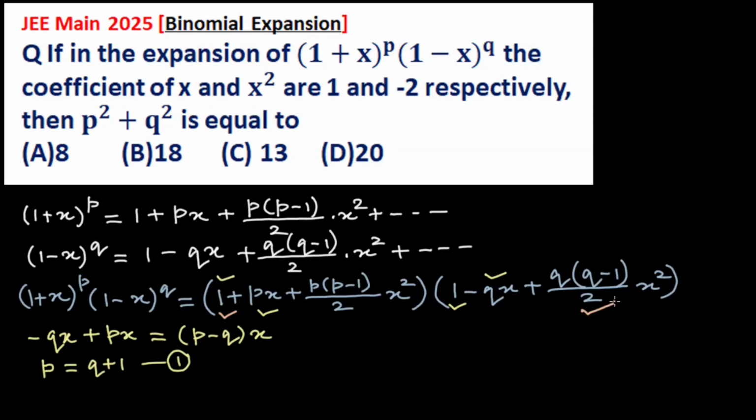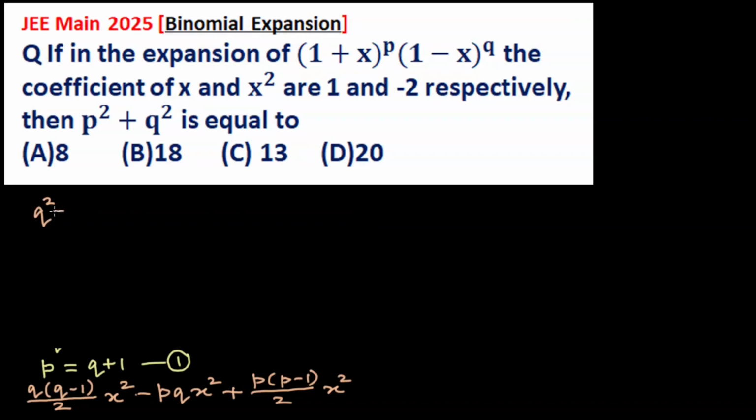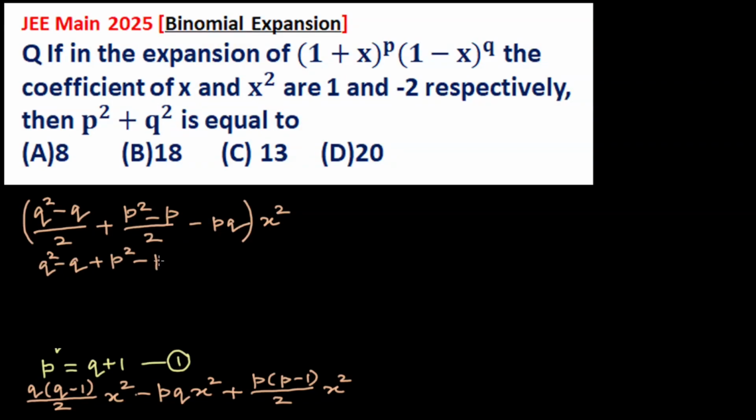Next we find terms containing x square. 1 into this term, q into (q minus 1) upon 2, x square. Then this px into this minus qx, minus pq x square. Then this 1 into this term, p into (p minus 1) upon 2, x square. Next we write (q square minus q) upon 2 plus (p square minus p) upon 2 minus pq, multiplied by x square. (q square minus q plus p square minus p minus 2pq) upon 2, x square.